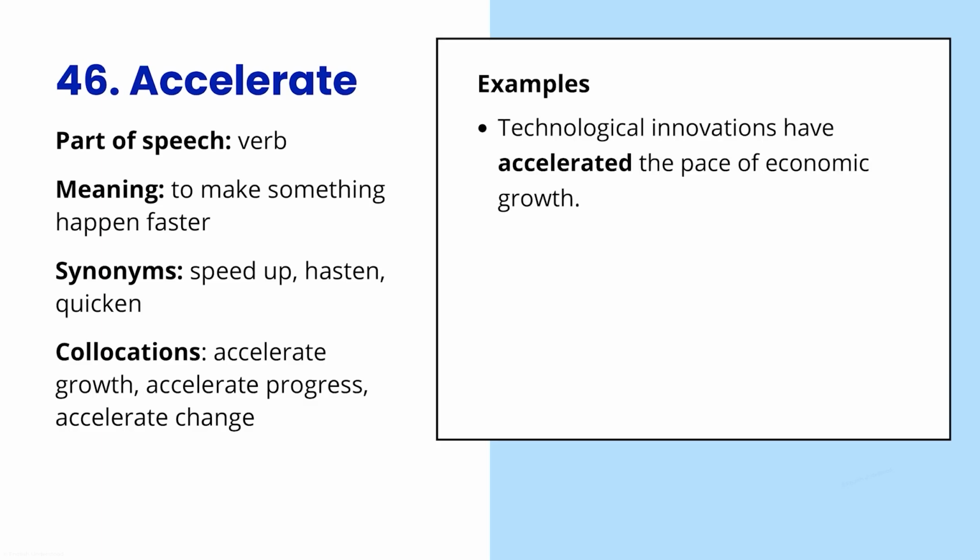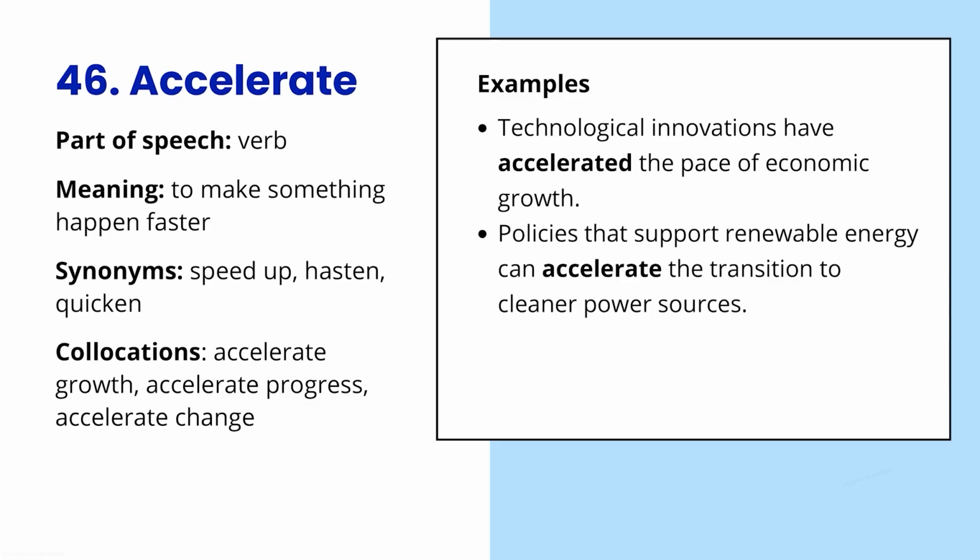Technological innovations have accelerated the pace of economic growth. So that means because new inventions in regards to technology are happening, well, this is increasing the speed of economic growth. Policies that support renewable energy can accelerate the transition or the change to cleaner power sources. So this is saying that these policies might be able to make the change happen much faster. A lot of students only think of cars or vehicles when they think of the word accelerate, but in IELTS essays, you can use it to talk about making something happen faster.